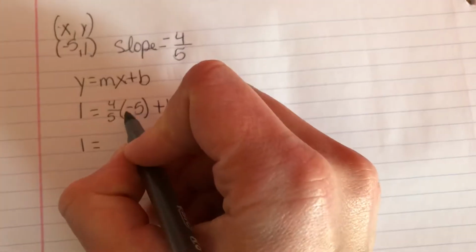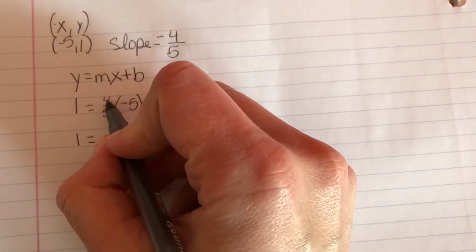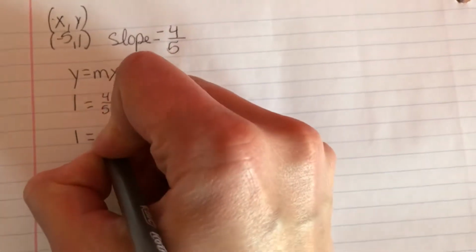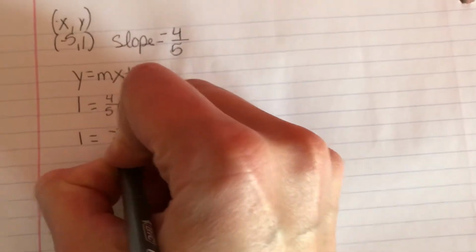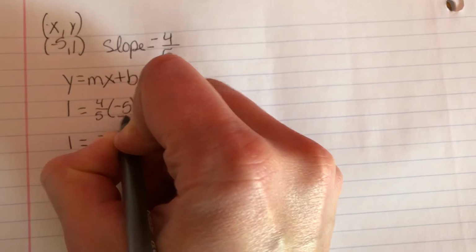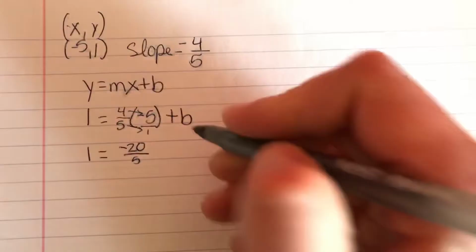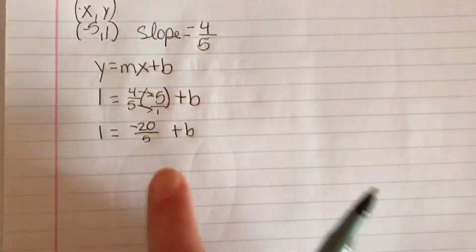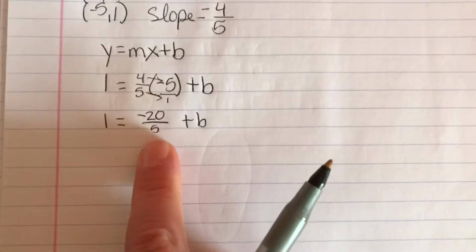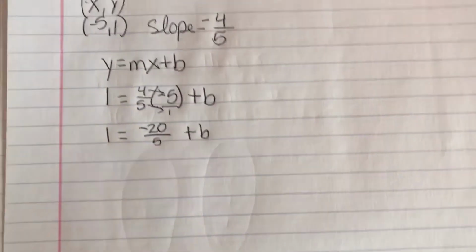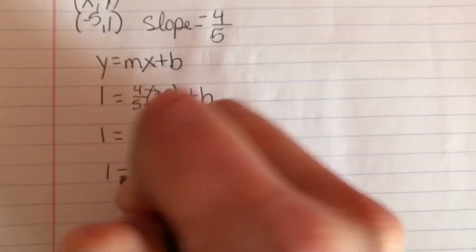I'm going to simplify here by multiplying through. So here when I multiplied, I would do 4 times -5, which would be -20, and then that would still be over 5. Essentially this is over 1, and I multiply straight across. Is what really I'm doing here. And then plus b. Well, let's get rid of this fraction, right? So -20 divided by 5 is really -4.